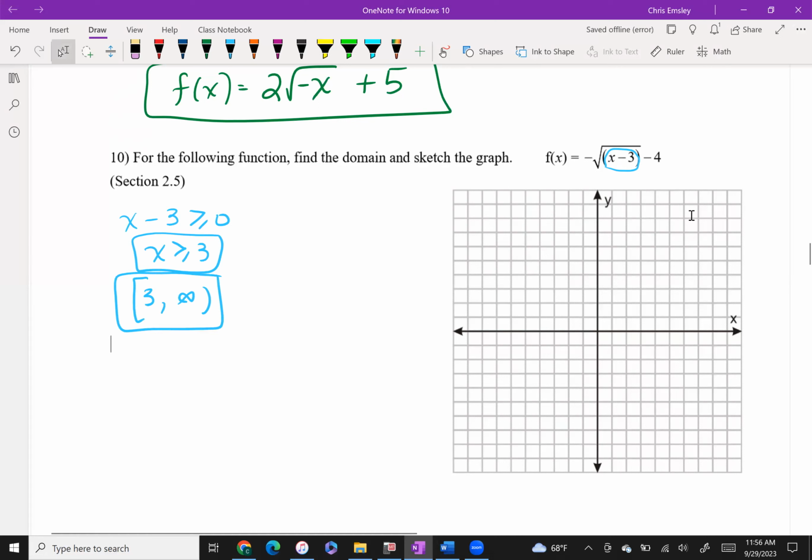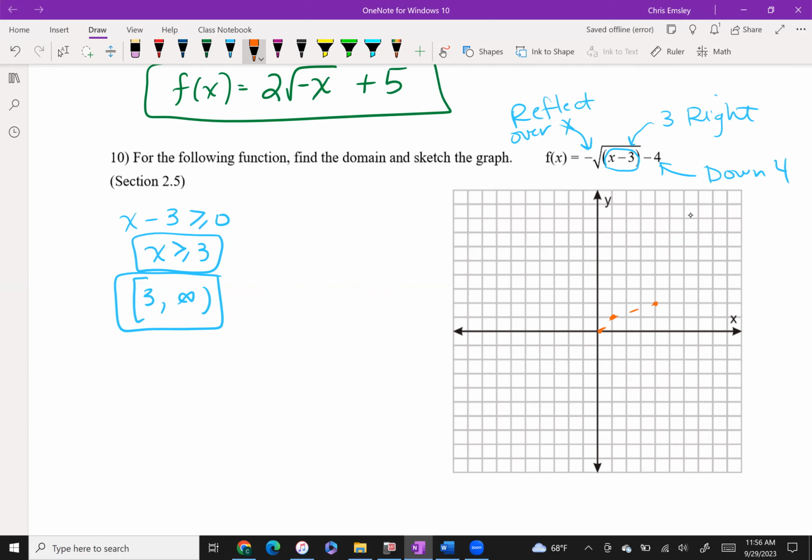Sketch the graph. So let's talk about what's going on with this graph. This graph has the minus 3 inside there, so that is shifted 3 units to the right. It's got this negative sign out here, so that is a vertical reflection or reflection over the x-axis. And we've got this minus 4 at the end, which is a shift of down 4. So depending on how familiar you are with the parent function, I'm just going to kind of sketch it in here. The square root function, remember, it has an endpoint. It only continues on in the one direction.